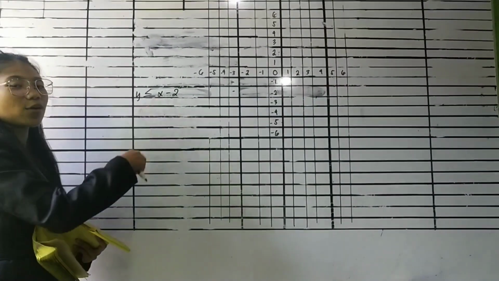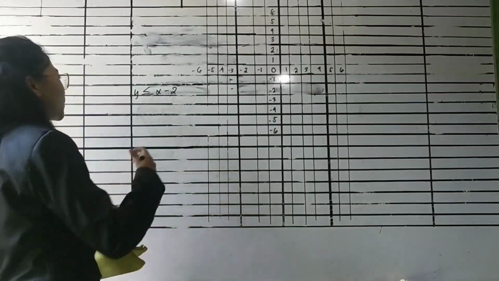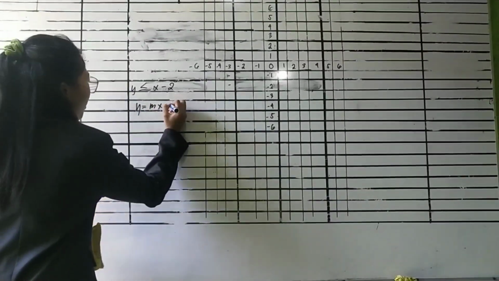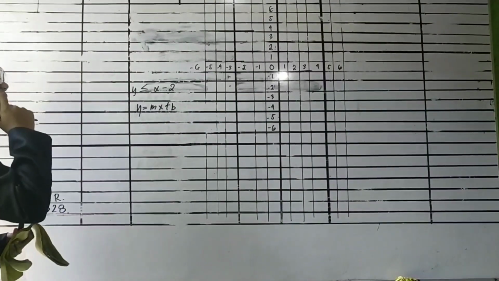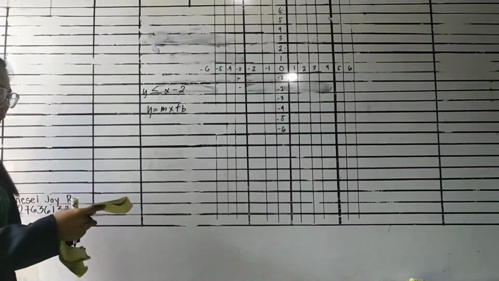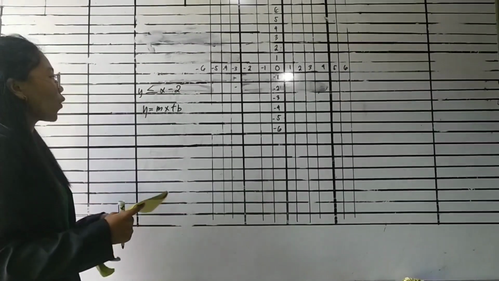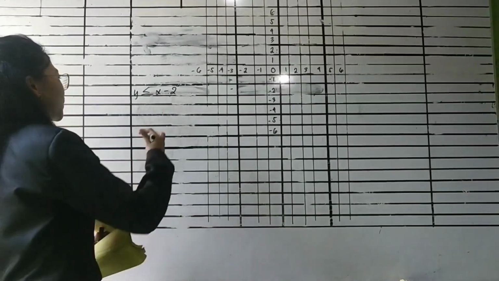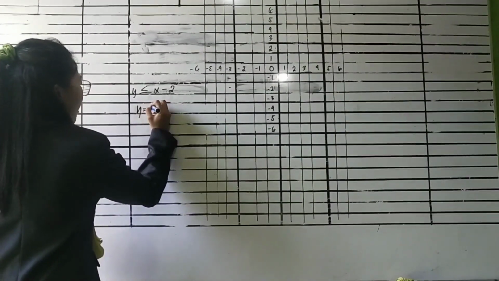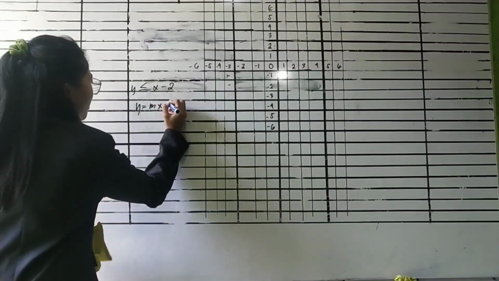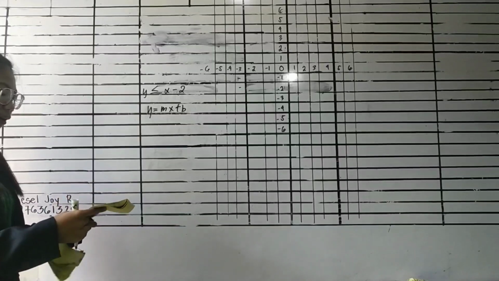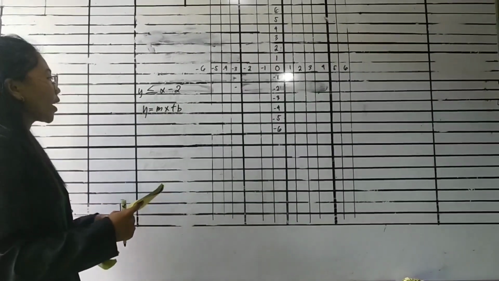So, to solve this linear inequality, we use this formula: y equals mx plus p. This equation determines the value of the slope and the value of the y-intercept.